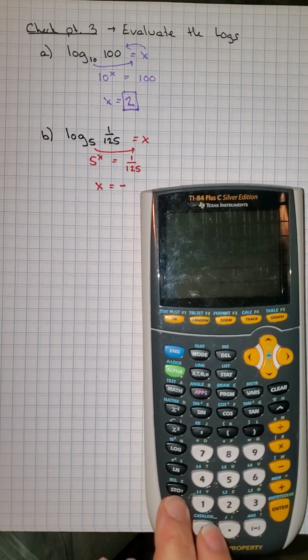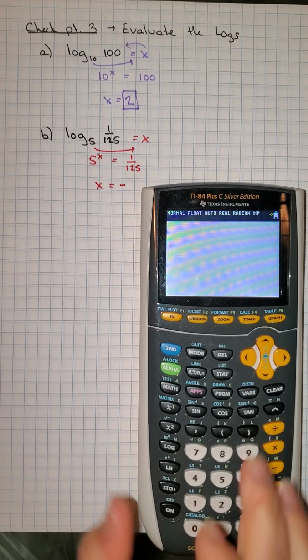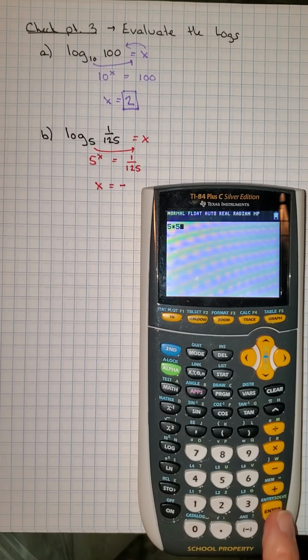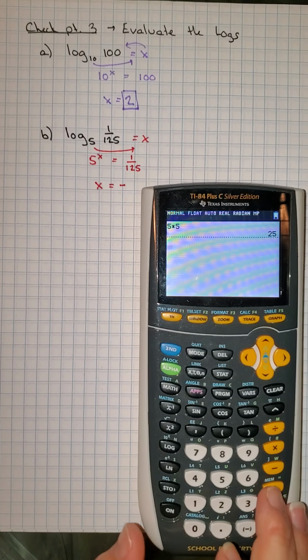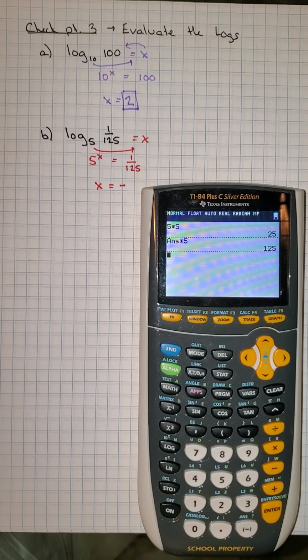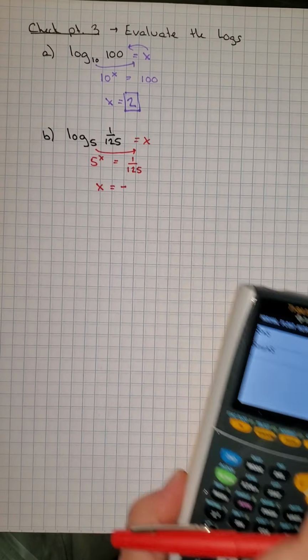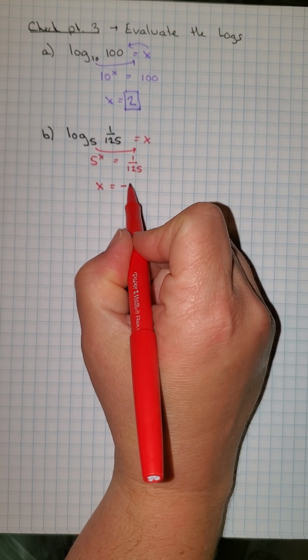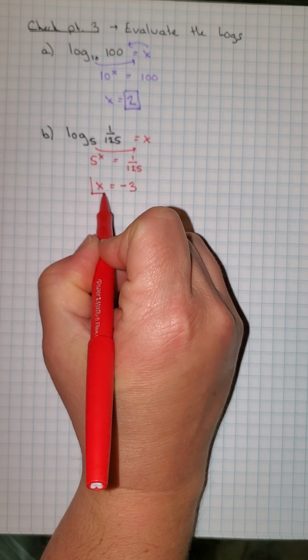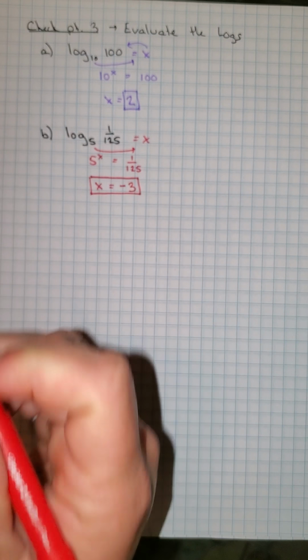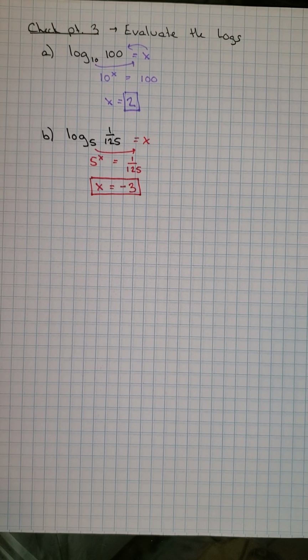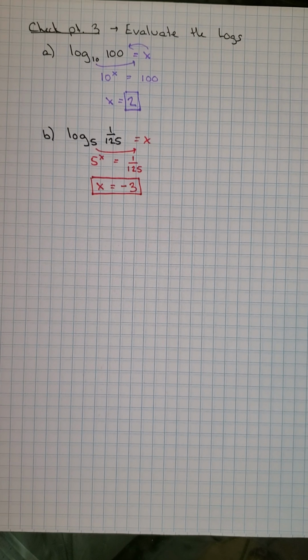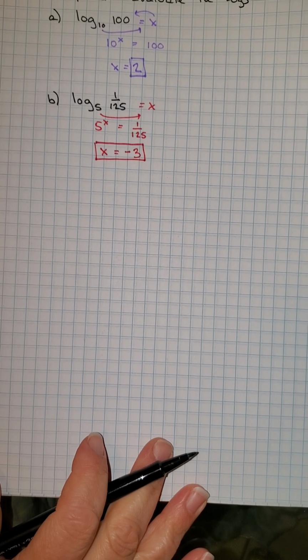One way you could do this is just use your calculator and count. So 5 times 5, that's 2 5s, not enough. Times 5, there we go, it's 125. It took me 3 5s to get to 125. So x would have to be negative 3, or the answer is just negative 3, because 5 to the negative third is 1 over 125.